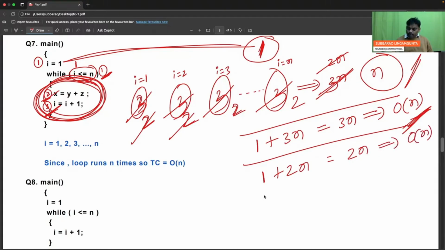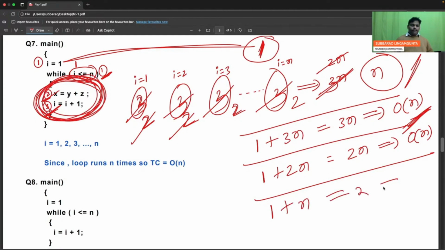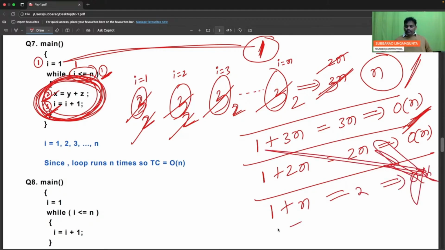Next one, some people will do like this also. 1 plus, second one, I think this loop is repeating n times, so n. So finally, the bigger one is n. So time complexity is big O of n. That is also correct. All three are correct. So this program contains.